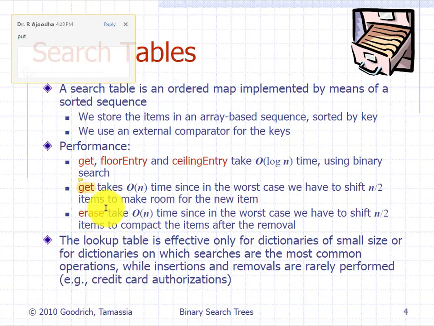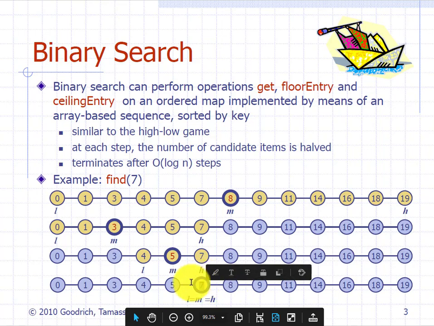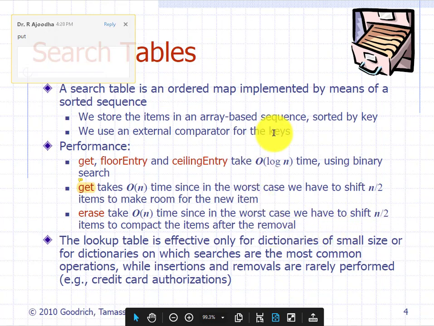Okay, fantastic. So erase takes O(n), because if you want to erase 7, you need to find 7 first, and then you can put 8 in 7's place, put 9 in 8's place, 11 in 9's place, 14 in 11's place, 16 in 14's place, 18 in 16's place, 19 in 18's place. I hope this makes sense.